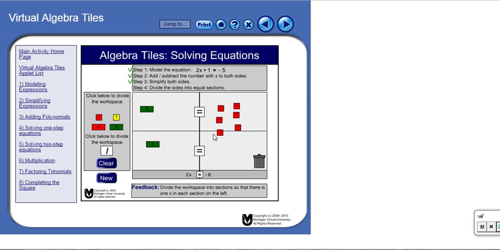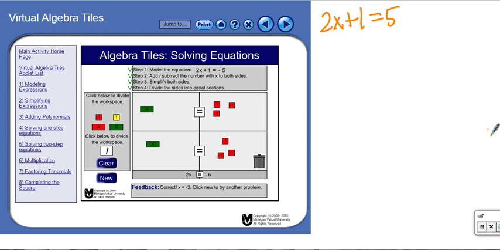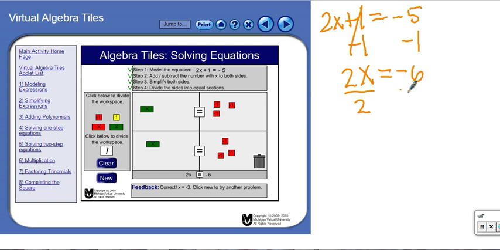So now I need to split them up in equal groups. So I'm going to give 1 to each side, 2 to each side, and then 3 to each side. So I see that one of these x's equals negative 3. If I write out algebraically what we just did, we got negative 5. We subtracted 1 from both sides. We were left with 2x equals negative 6. And then we split them into 2 equal groups, which left us with negative 3 in each group.